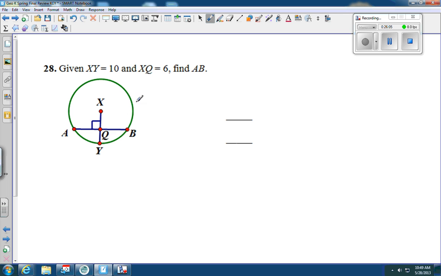All right, XY is 10, XQ is 6. So if this is 6, then that means this piece is 4. If this whole piece is 10, that's a radius. Well, then I know that this XA, this segment, is also 10. So by Pythagorean theorem, I know that AQ is 8. So AB is 16.